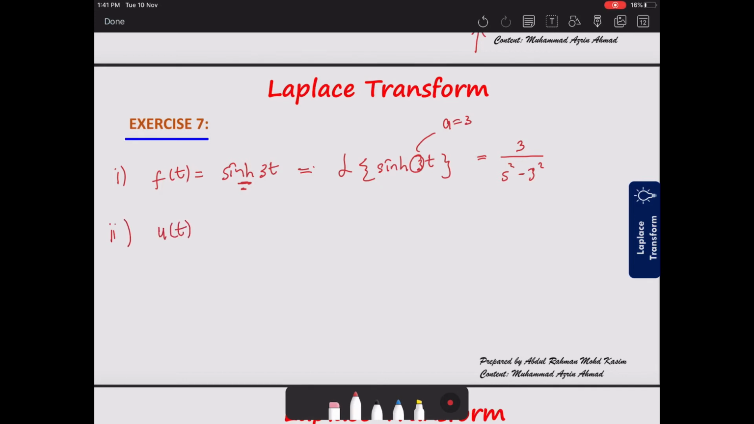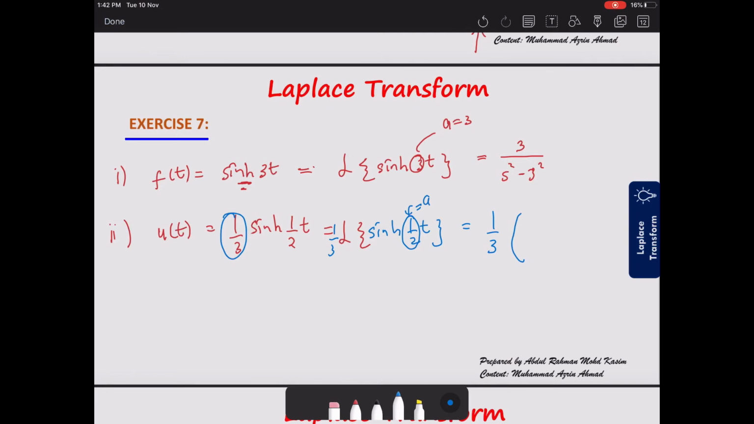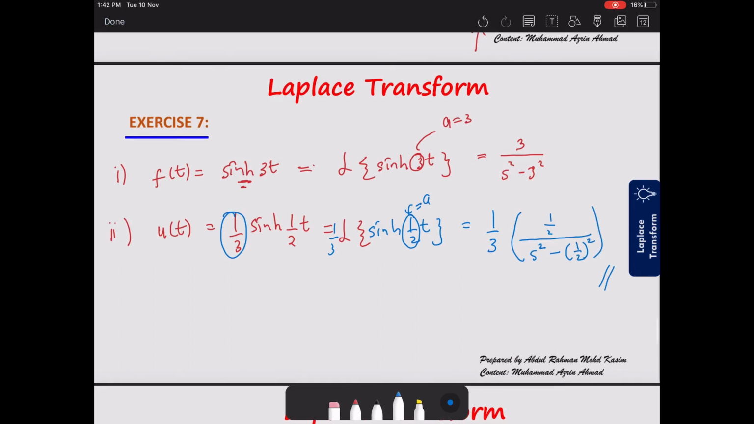Let's go for another example. Say you have the function u(t) equal to 1 over 3 sine hyperbolic 1 over 2 t. You take the Laplace of that function, and please be careful, 1 over 3 is only a constant, so it can be brought outside. So you will have sine hyperbolic 1 over 2 t, and the answer is 1 over 3 times, here a is 1 over 2, and then s squared, since it's sine hyperbolic, it should be minus. Your a here is 1 over 2 squared, and then you will have your final answer.